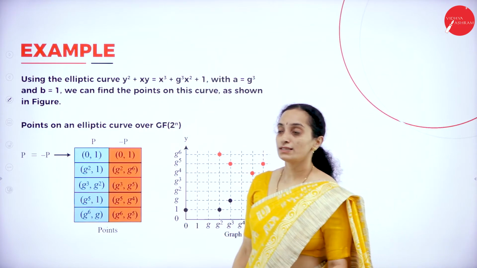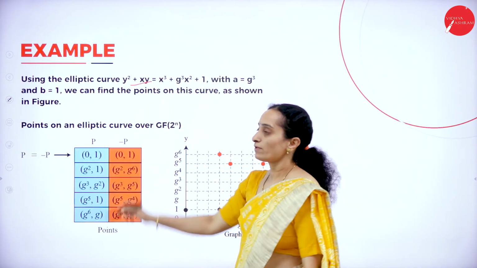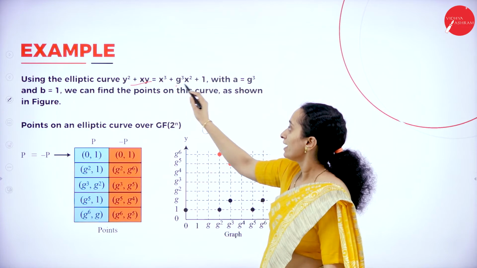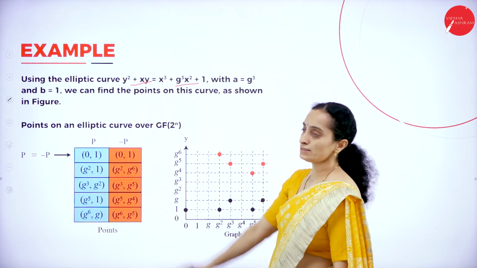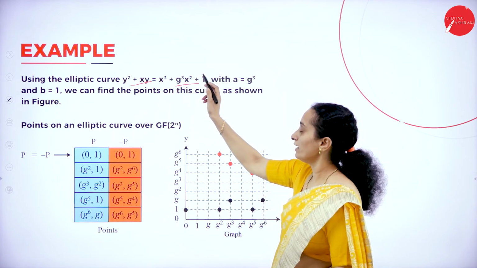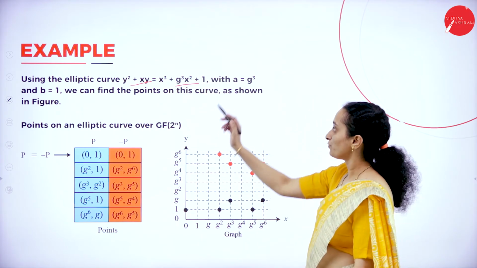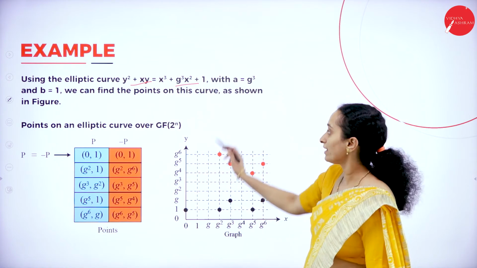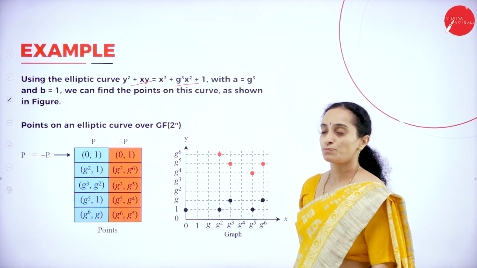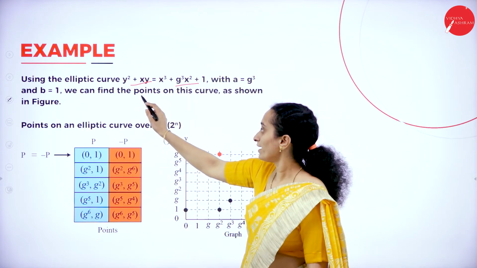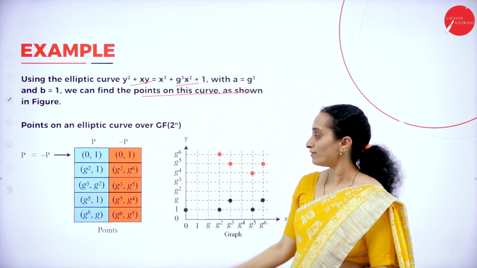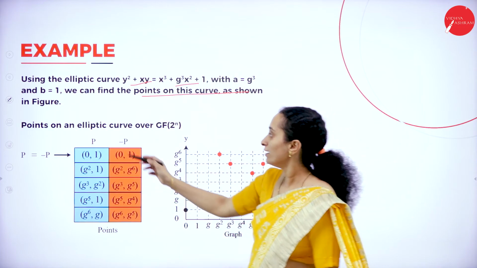Using the elliptic curve, y squared plus xy equals x cubed plus g to the power of 3 times x squared plus 1, with a equals g to the power of 3 and b equals 1, you can find the points on the curve as it is shown in the figure.